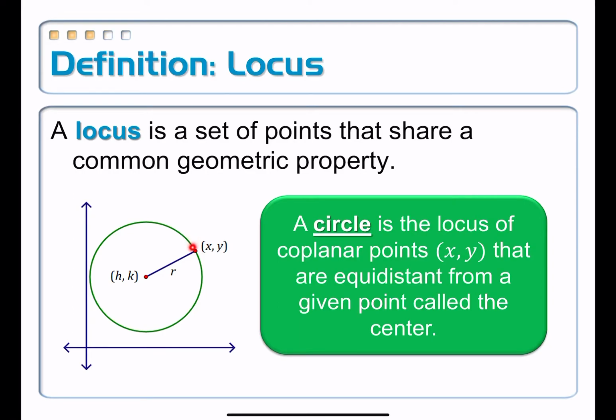So let's look at the circle as it's drawn here. X, Y is just a generic point. X, Y represents every single point that's on this circle. And then H, K is a static point. It doesn't change. It's the center of the circle, and we usually use H and K for the coordinates. Of course, you're going to be given numbers, like 3, 5 or something.